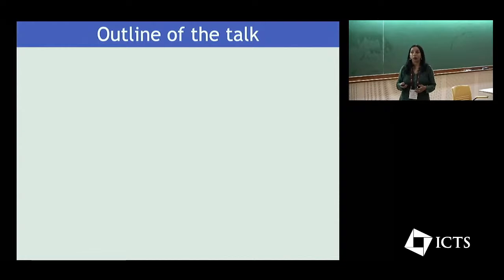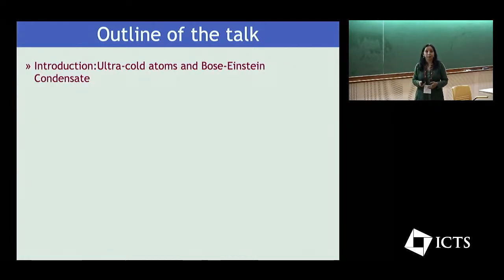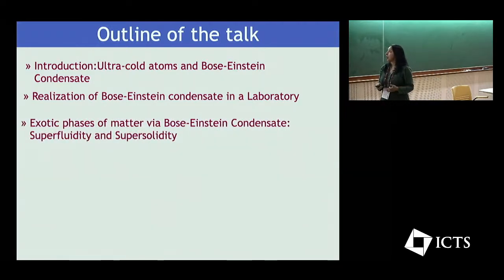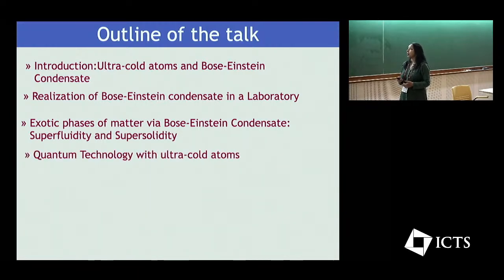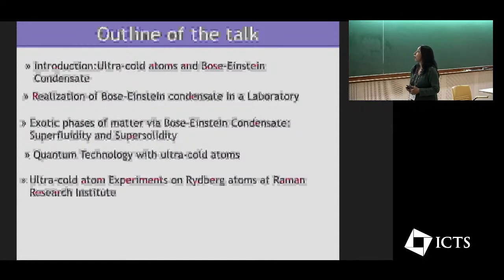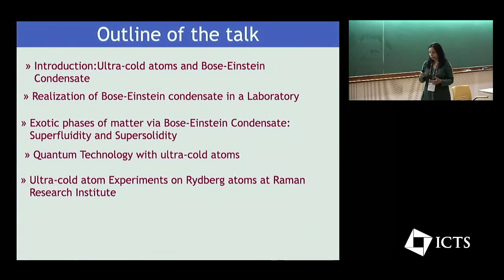So the outline of my talk is, first I'll give you an introduction to ultra cold atoms and Bose-Einstein condensate. Then I'll talk about how we realize Bose-Einstein condensate in a laboratory. Then I'll talk about the exotic phases of matter via Bose-Einstein condensate, for example, superfluidity and supersolidity. Then I'll talk about quantum technology with ultra-cold atoms. And then I'll give you some glimpse of the ultra-cold atom experiments on Rydberg atoms at Raman Research Institute.